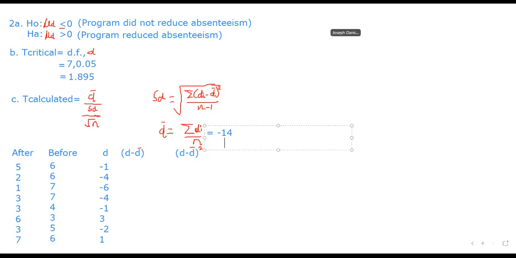Divided by n. N is what? 8. So you get negative 1.75. That's our D bar. So it's easy to find the D minus D bar here.